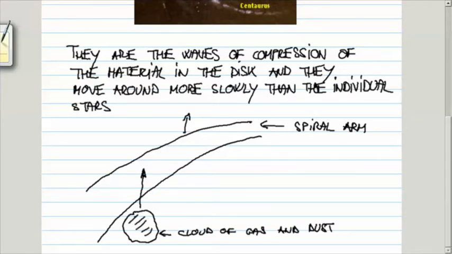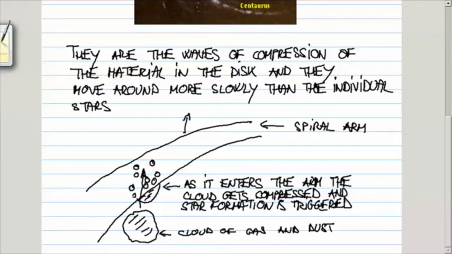So eventually it will catch up with the spiral arm, and when that happens, as it starts entering the region of the arm, it will get compressed and will trigger the star formation. So here is the same cloud that is entering the spiral arm, but at the same time it is triggering the star formation.